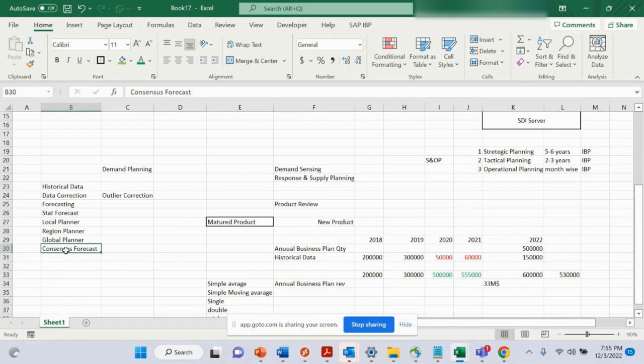Okay. So now when our consensus forecast has been submitted, or when we can say the consensus demand has been submitted, then our supply planner does the production planning and all these things, and then they commit something which is, we can say, the customer receipt.